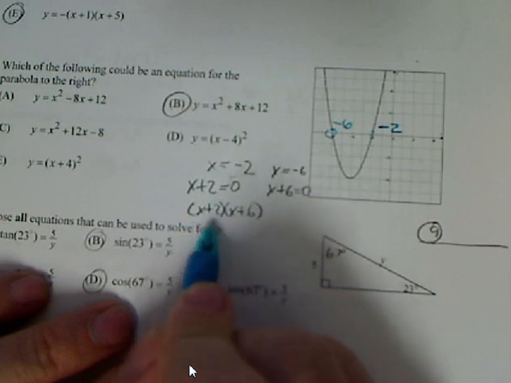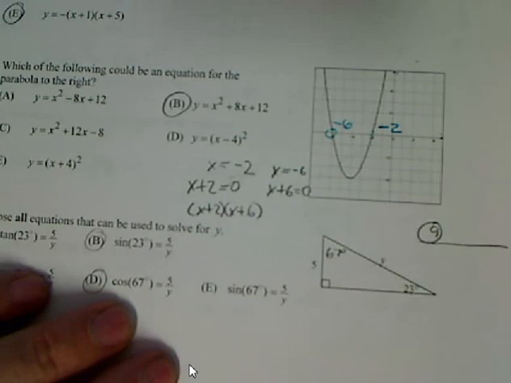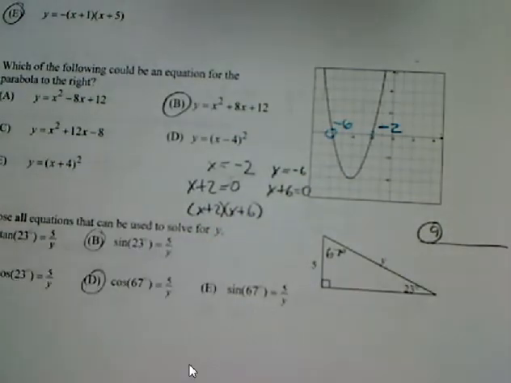If I multiply this out, I'll get x squared plus 2x plus 6x, which is 8x, and 2 times 6 is 12. Okay, that's our next stopping point. So you're going to do the problems on parabolas, and then we'll look at trig stuff.